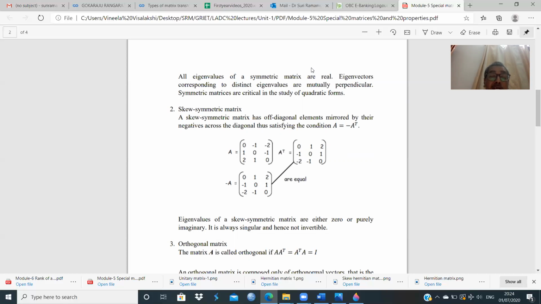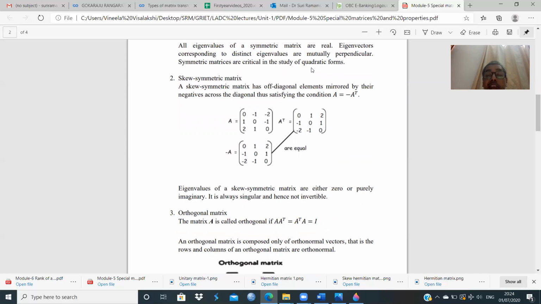Now when you talk about the eigenvalues of a skew symmetric matrix, they're either 0 or purely imaginary, which means that the eigenvalues of a skew symmetric matrix lie along the imaginary axis. It is always a singular matrix and hence not invertible.